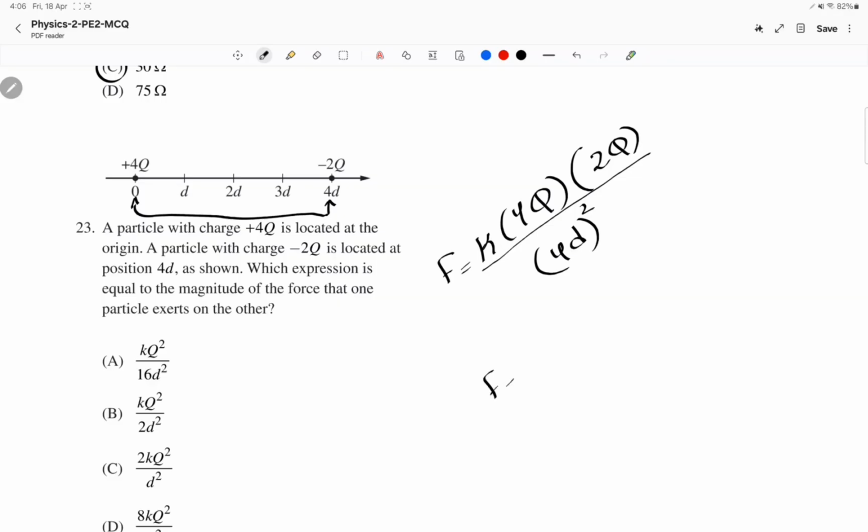And now we just do some math. So we're going to get 8Q squared over 16D squared. So K, Q squared over D squared times half, which is choice B.